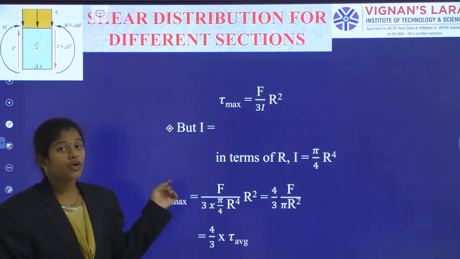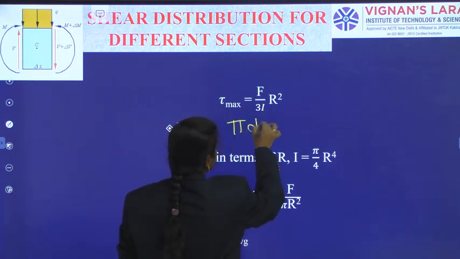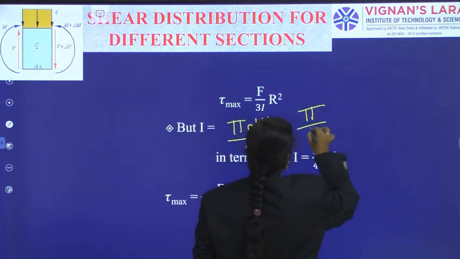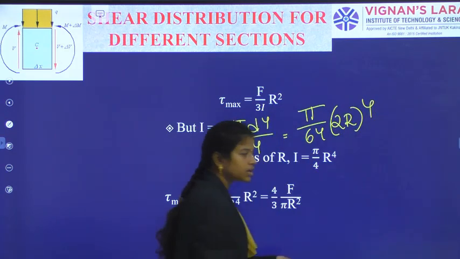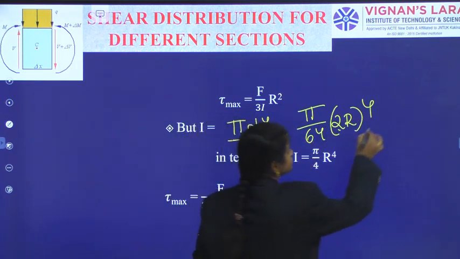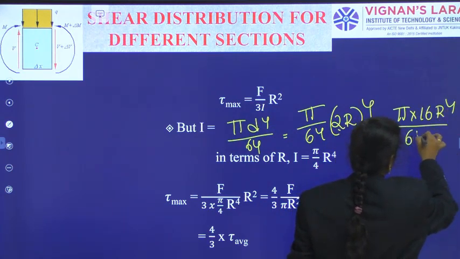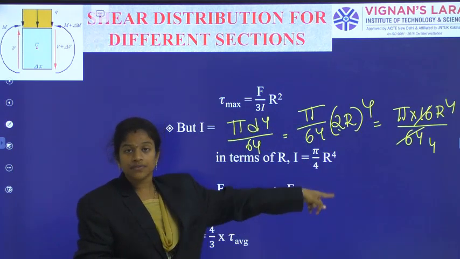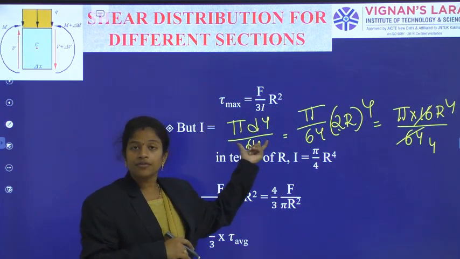And we already know I is equal to the moment of inertia of the circular section about the neutral axis, that is pi d power 4 by 64. If we want to substitute in terms of r only, d is 2r, so (2r) power 4 gives 16, and 16 by 64 gives pi r power 4 by 4. Okay, moment of inertia in terms of r. We need not remember both in terms of r and in terms of d. Only one thing you can remember: pi d power 4 by 64.